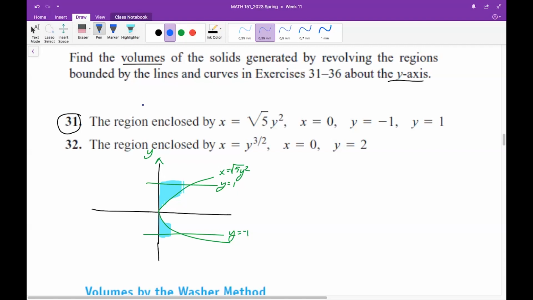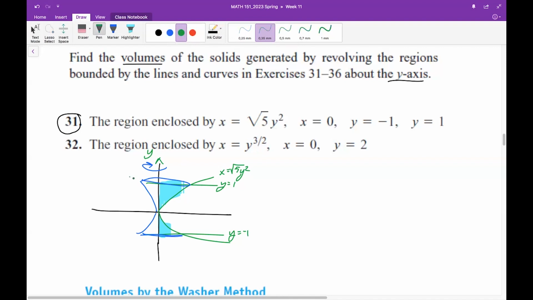So we will rotate this region around the y-axis like that. What do we obtain? Something like this after we do the rotation, a three-dimensional object like this. I will just shade the region and we will try to imagine what will happen after we rotate it. Something like this will happen. Okay, so how do we slice it?